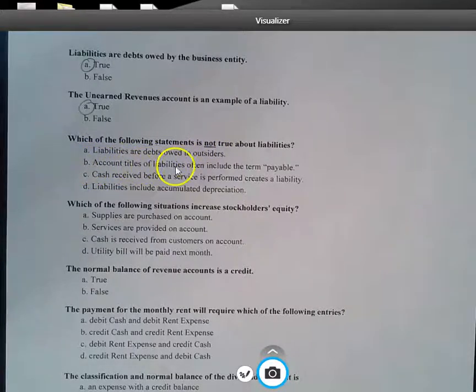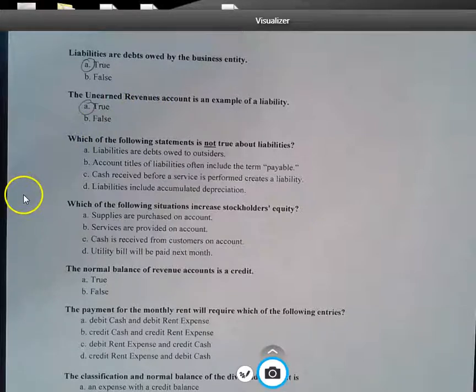It says account titles of liabilities often include the term payable. This is absolutely a true statement, and in fact, anytime you see an account with the word payable in it, it is going to be a liability. There are zero exceptions to that. Now, what I am not saying is that all liabilities have the word payable, but whenever you see the word payable, you definitely have a liability. All right. Cash received before a service is performed creates a liability. This is absolutely a true statement. That's called an unearned revenue. We just talked about that in the prior question.